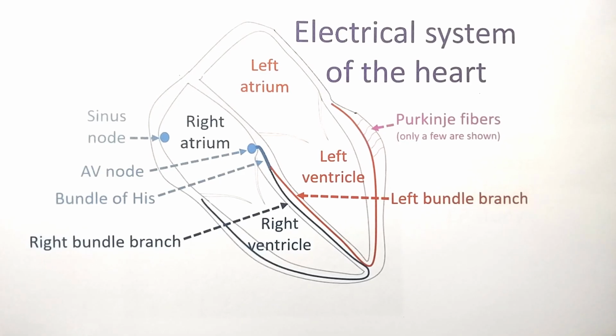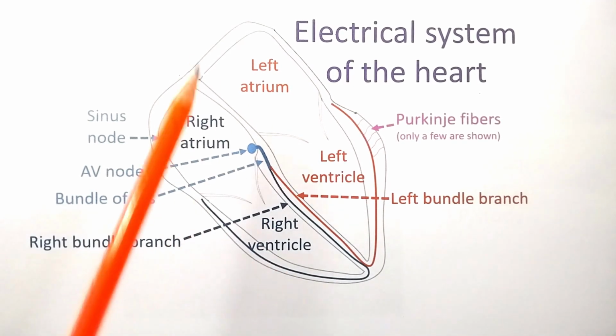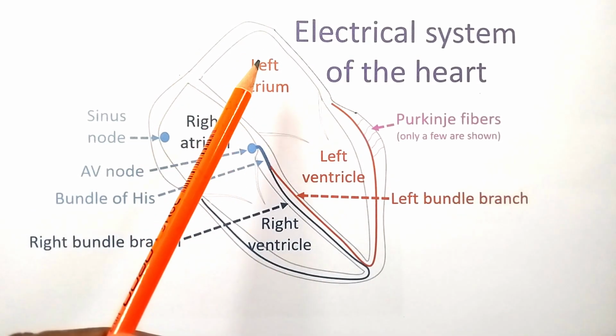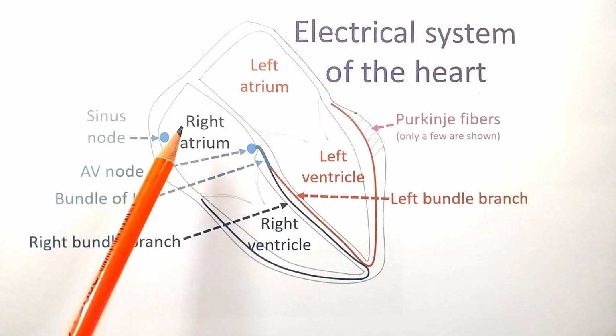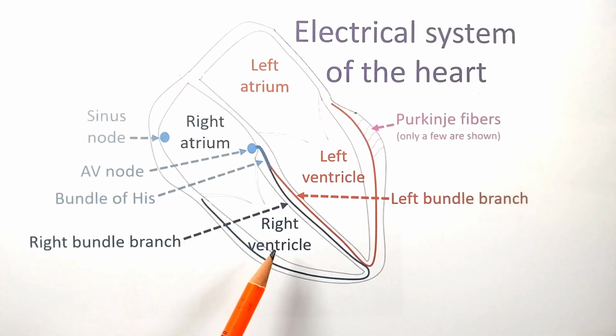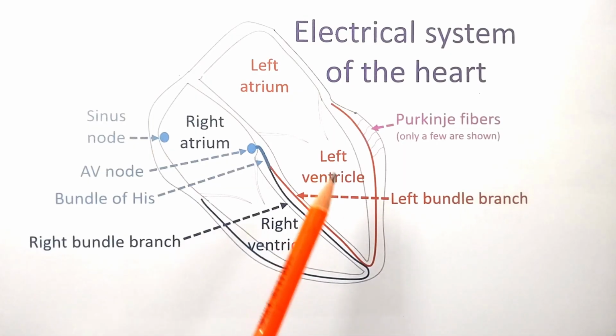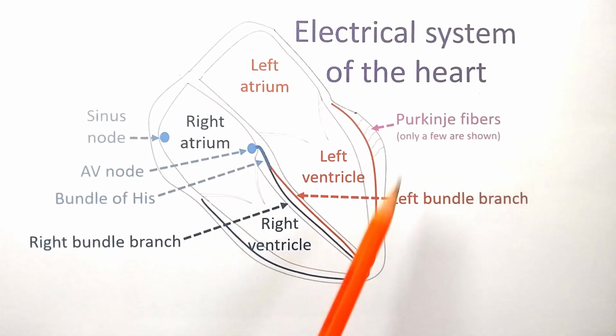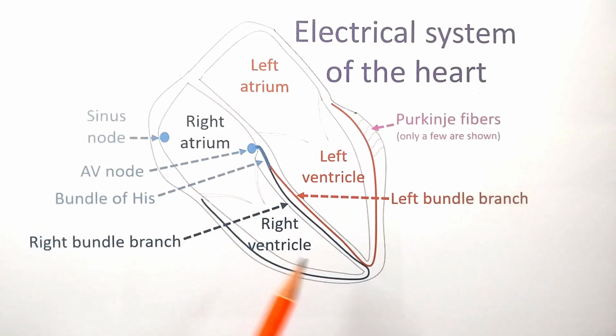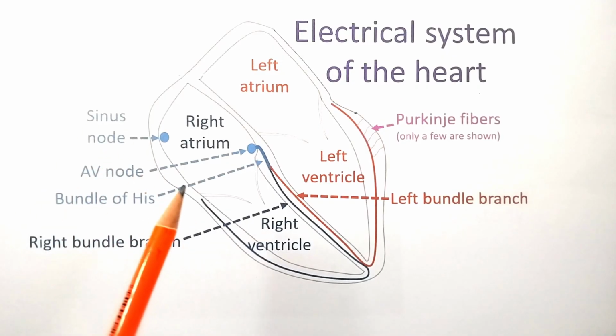Electrical system of the heart is also known as conduction system. This is a simplified diagram of 4 chambers of the heart. Left atrium, upper chamber, right atrium, right upper chamber, right ventricle, right lower muscular chamber, left ventricle, left lower muscular chamber, which is the thickest chamber, and the diagram of conduction system.